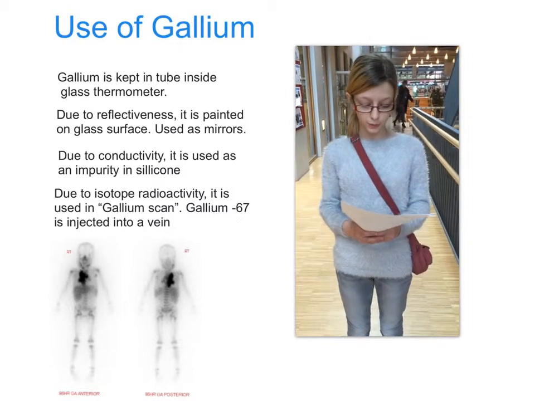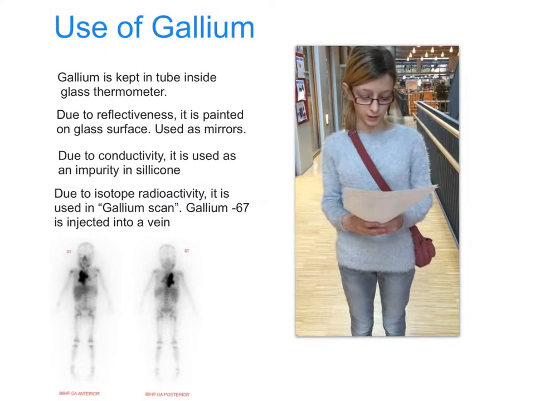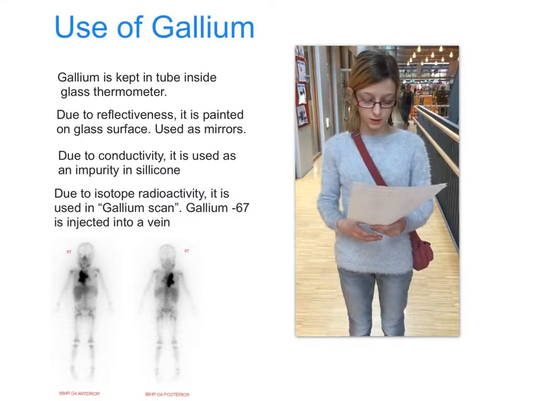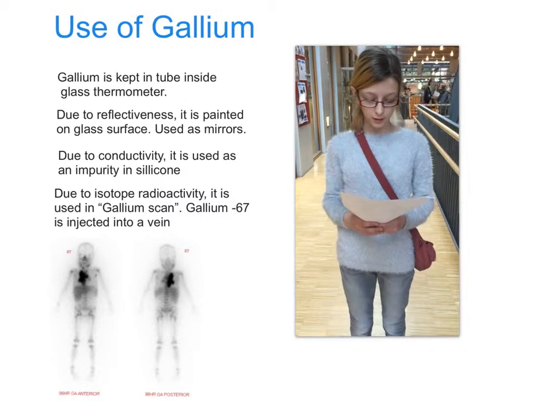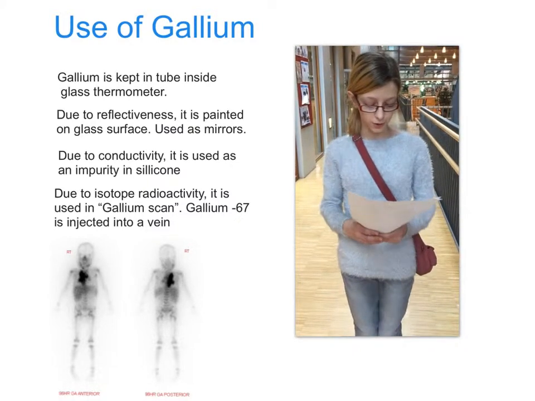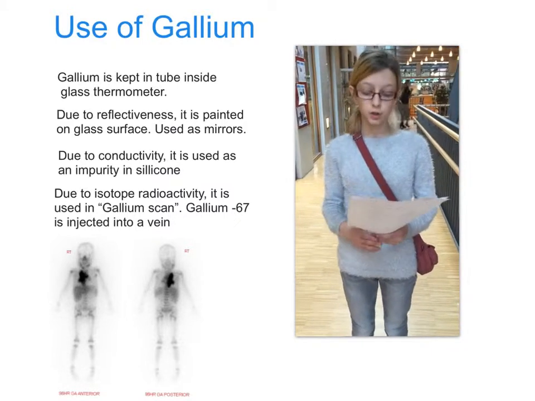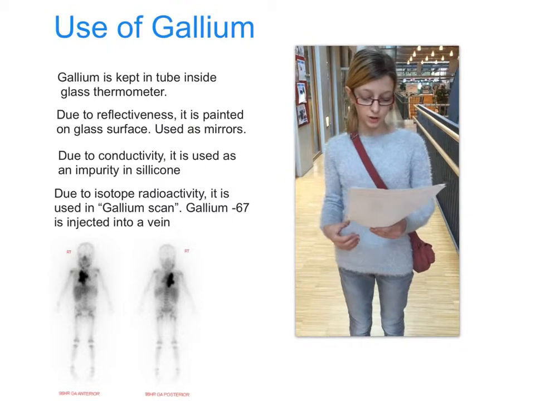Due to the radioactivity of its isotope, gallium-67, it is used in a gallium scan. This isotope is injected into the patient's vein in small quantities, and this builds up where there is higher white blood cell concentration. The patient is scanned to see where the gallium isotope has built up, and this could show where there is inflammation, infection, and certain cancers.